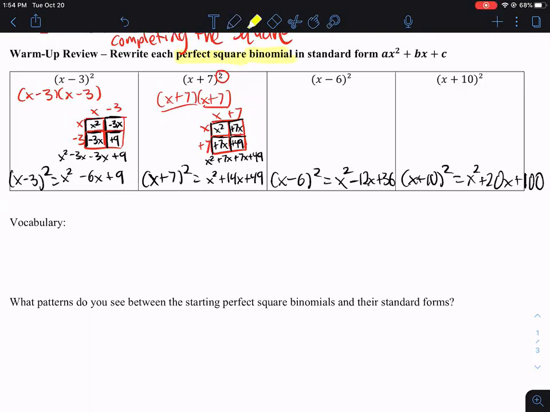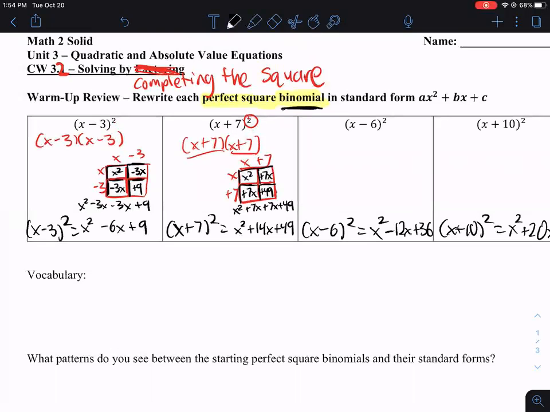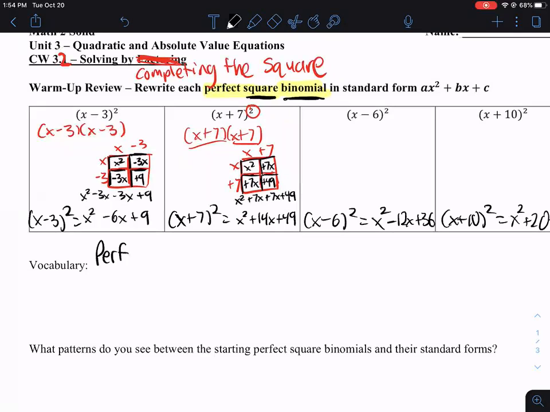Okay, so if you break it down, these are all words we've heard before, but maybe not together. So the binomial part, we remember that means there's two terms. So if you look right here, there's two terms, right? X and -3, or here, X and positive 7, and so on, X and -6. Okay, so that's why it's a binomial. And then the square, we say like x squared is x to the second power. So that's where the square comes in, right? All of these were to an exponent of 2. Okay, so a perfect square binomial.